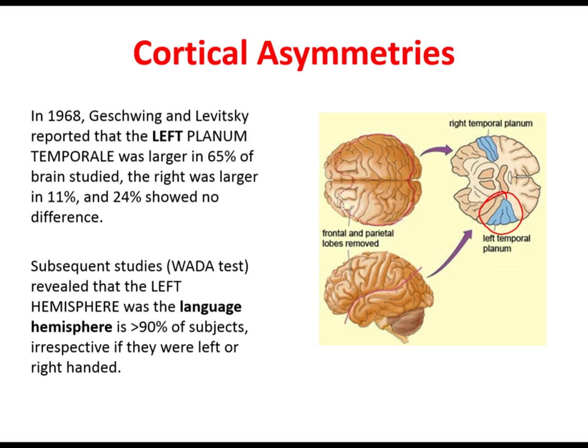They found that the left planum temporale was larger in 65% of the brains that they studied, again post-mortem. The right was larger in 11%, and in 24% of their brain study, they found no difference between the size of the left and the right planum temporale. So again, there were these cortical asymmetries, anatomical asymmetries. Since those studies in 1968, it has been shown that these cortical asymmetries actually occur prior to birth. In fetuses at 24 weeks, these same cortical asymmetries are also noted.